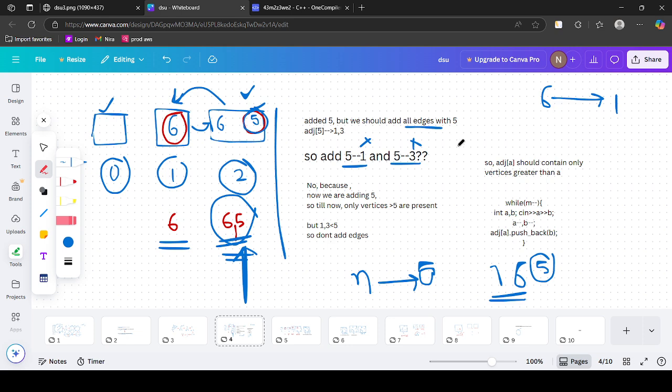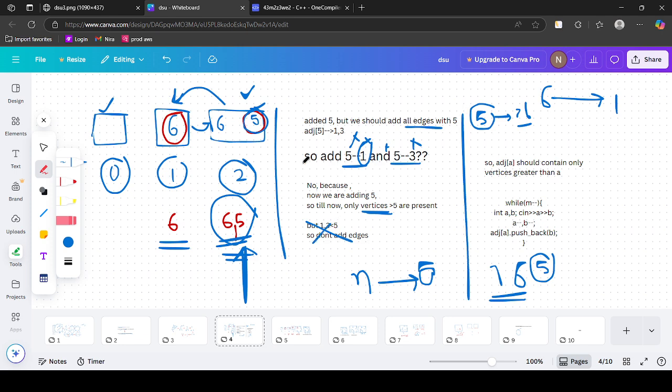So at a vertex 5, we should add only the edges if there are any edges with the other node greater than or equal to 5. That is greater than 6. So 1 is not greater than 6, so don't add this. And 3 is also not there, so don't add this. So till now only vertices greater than 5 are present. So 1 and 3 are less than 5, so don't add edges.